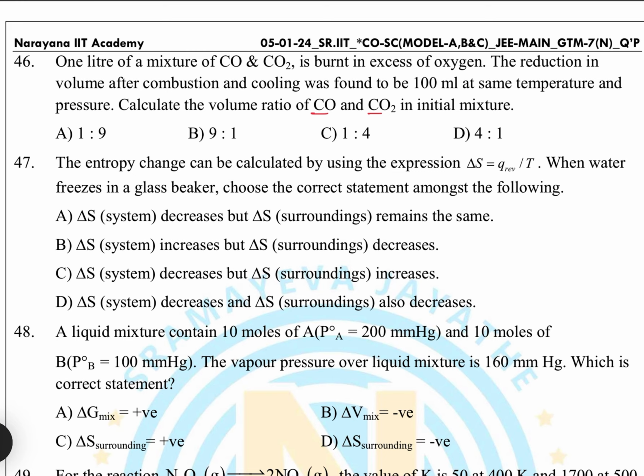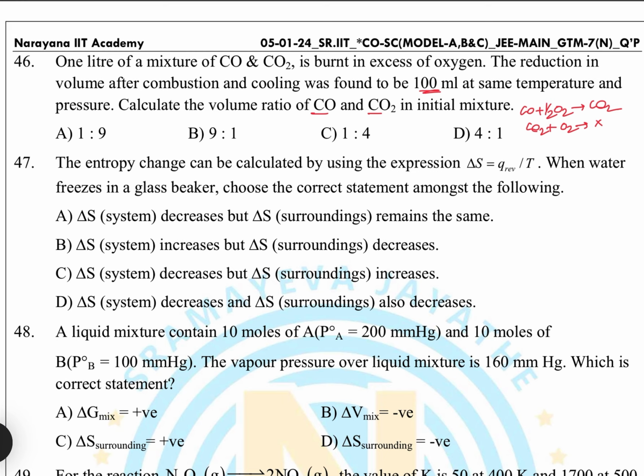Option checking is also good in this case. We know CO plus half O2 gives rise to CO2. CO2, nothing will happen. CO2 plus O2, there is no reaction, already it is a highly oxidized form.